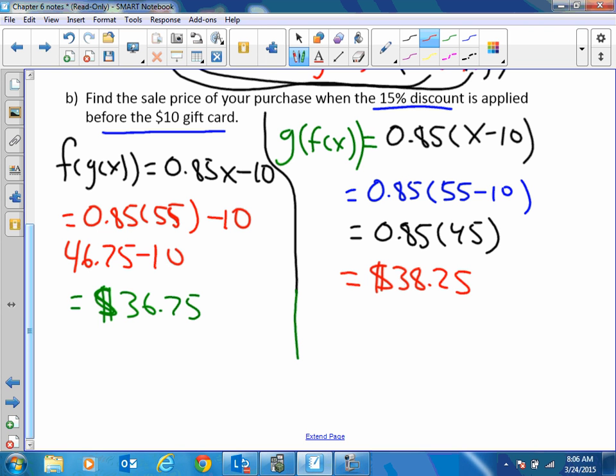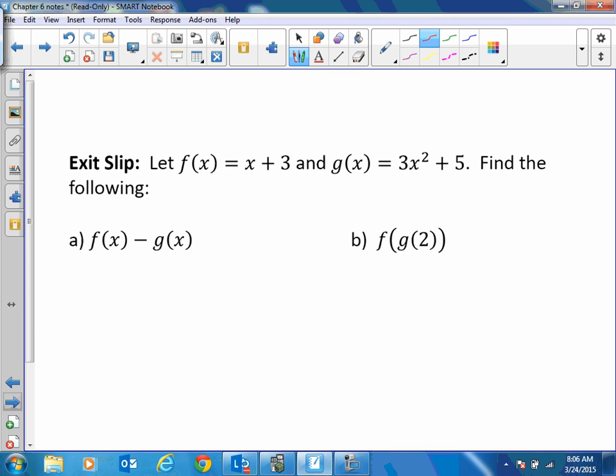Which makes sense, right? Because if you spend a bigger amount and then get a percent off of that, you get a bigger amount off the price. If you spend a smaller amount, which is what happens if you take $10 off first, then you're going to take 15% off a smaller number, which is not going to be as much. But that's just how you apply composition functions on that. Okay, there's your exit slip, and that is it.